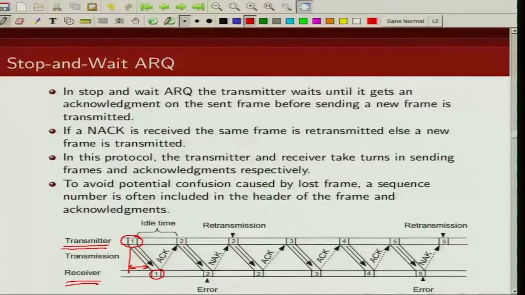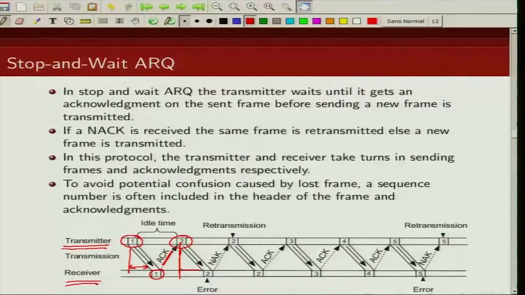Using this CRC code, the receiver detects whether the packet is in error or not. In this case the packet is not in error, so it sends a positive acknowledgement back to the transmitter. At this time instance, the transmitter has received an acknowledgement of frame number 1. So now it's going to send frame number 2.